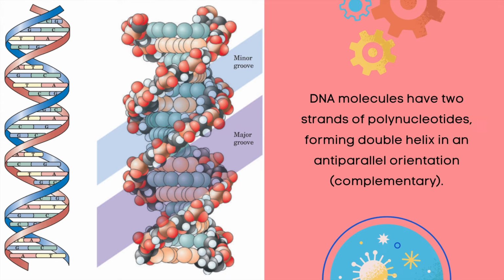DNA molecules have two polynucleotides or strands that wind around an imaginary axis forming a double helix. The two sugar-phosphate backbones run in opposite 5' to 3' directions from each other. This arrangement is referred to as antiparallel, somewhat like a divided highway.